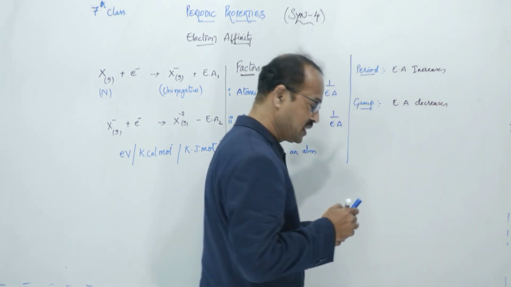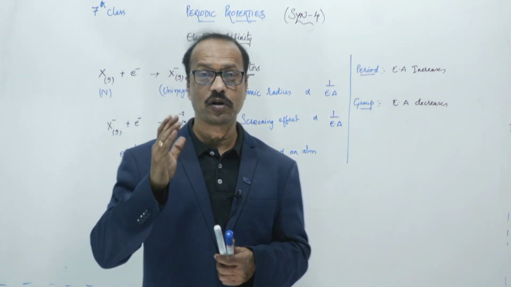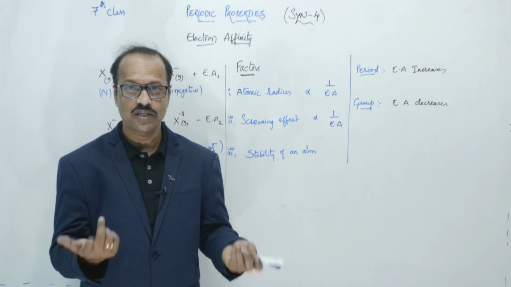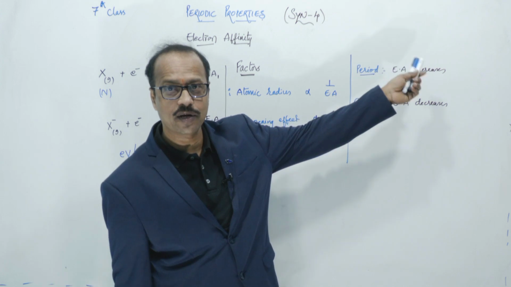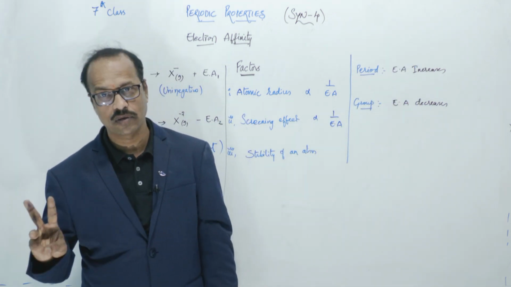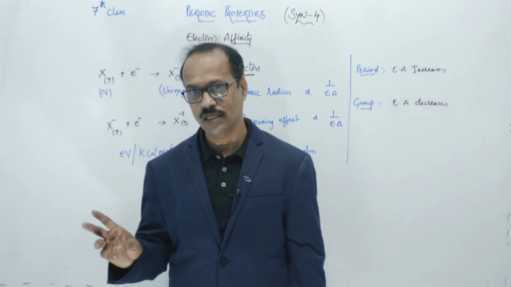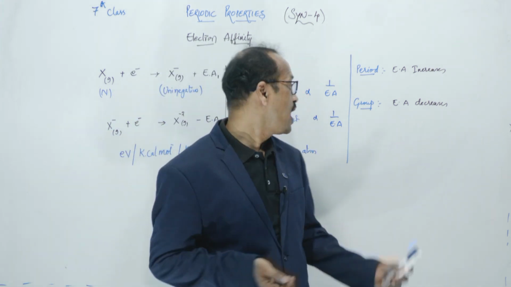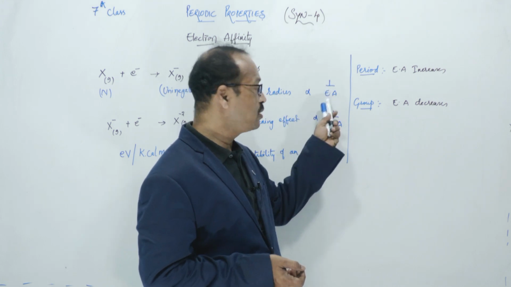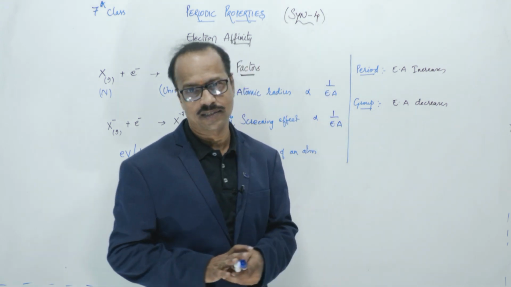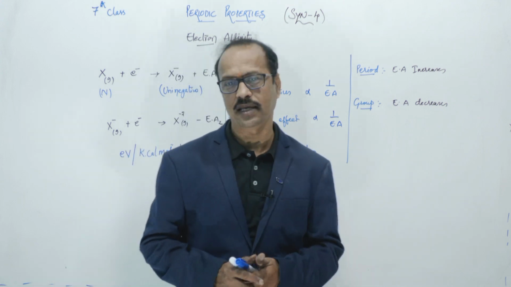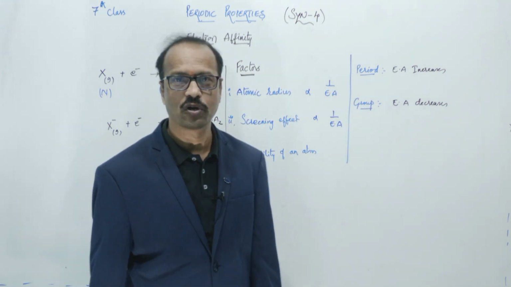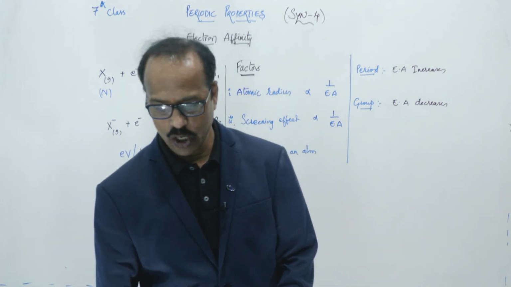Why does electron affinity decrease? As we move from top to the bottom, the atomic radius increases. Why? Because extra shells are added. Take fluorine and chlorine: fluorine has 2 shells, and chlorine has 3 shells. So as you are moving from top to the bottom, what's happening? The atomic size is increasing. As the atomic size increases, being inversely proportional, electron affinity decreases. So these are the trends of electron affinity in a period and in a group.